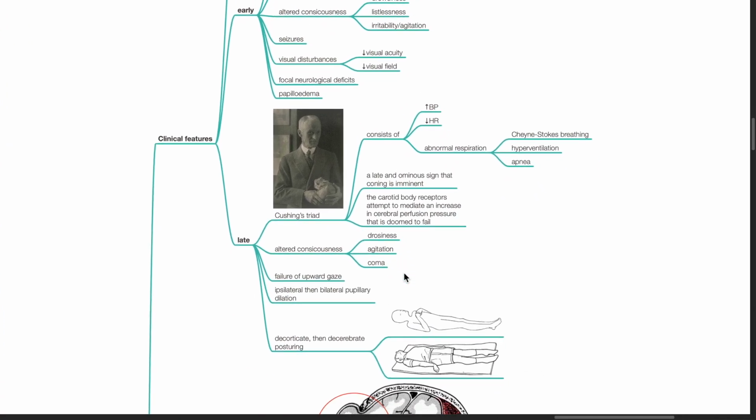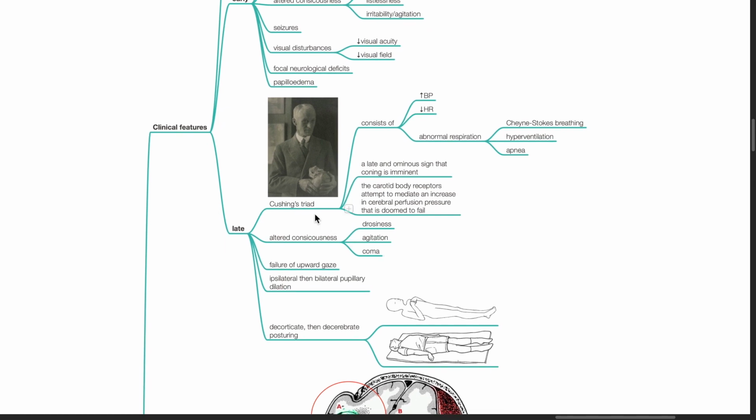Late signs, Cushing's triad, which includes hypertension, bradycardia, and abnormal respiration such as Cheyne-Stokes breathing, hyperventilation, and apnea. Cushing's triad is a late and ominous sign that coning is imminent. The carotid body receptors attempt to mediate an increase in cerebral perfusion pressure that is doomed to fail. Altered consciousness, failure of upward gaze, ipsilateral, then bilateral pupillary dilation, decorticate, then decerebrate posturing can occur.